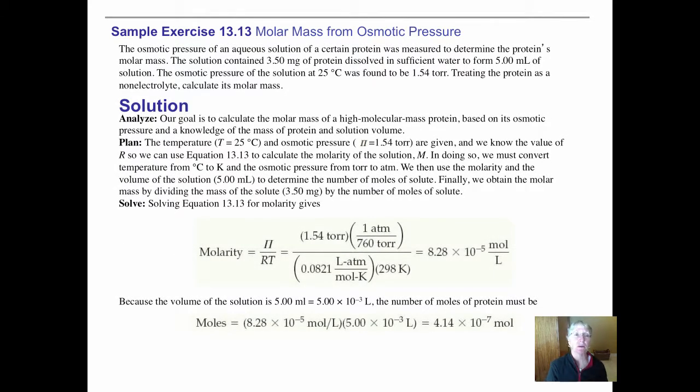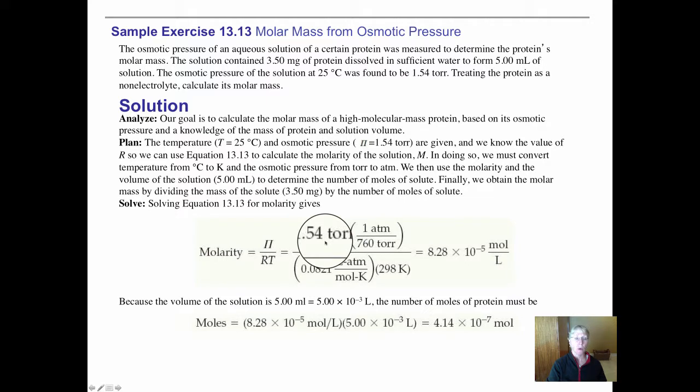The osmotic pressure of a particular solution was used to determine the protein's molar mass. So we're given the mass in milligrams. Watch that guy. We have 5 liters of solution. They tell us the temperature and they tell us the osmotic pressure. We're going to pretend that it's not an electrolytic substance, so there's no van't Hoff factor to worry about. And we take that equation again to solve for molarity: molarity is equal to pi over RT.